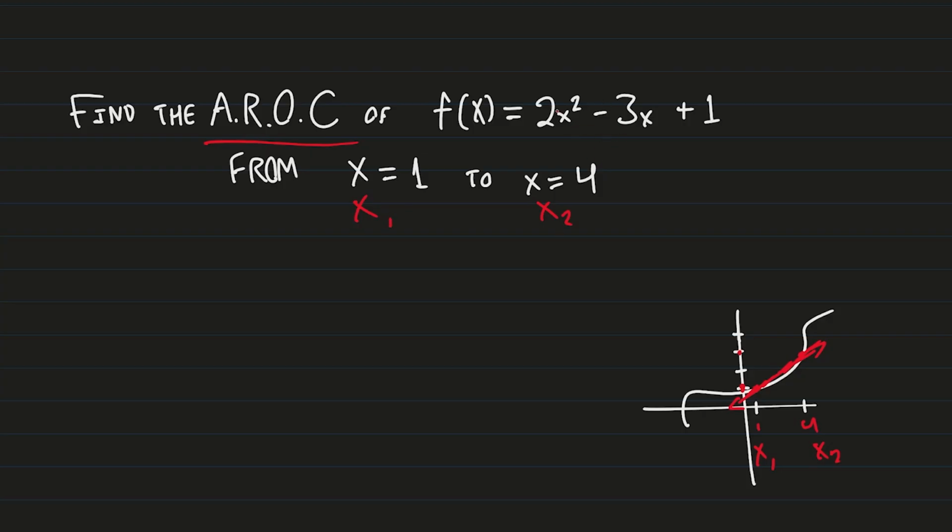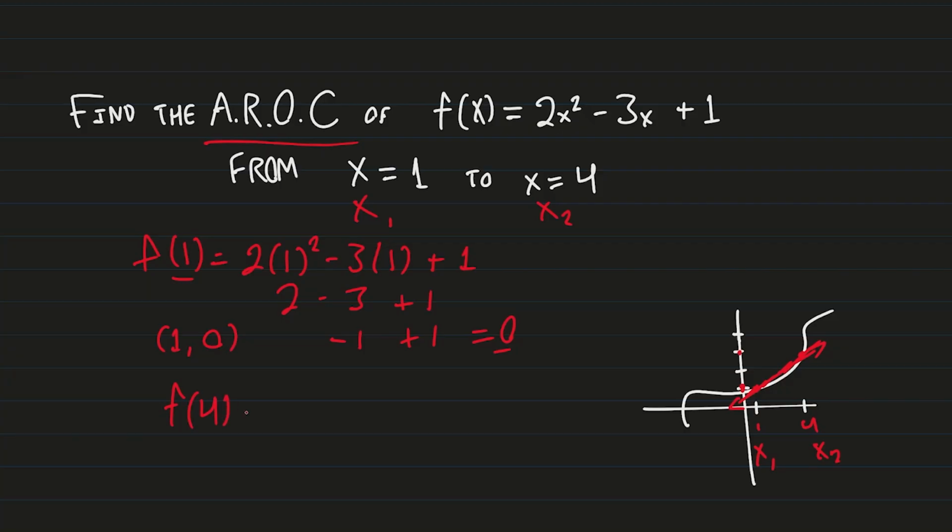Now let's plug them in individually to find two ordered pairs. Let's start with f of 1. F of 1 would equal 2 times 1 squared minus 3 times 1 plus 1. This is just 2, this is 3, and this is 1. 2 minus 3 is negative 1, plus 1 equals 0. So we know when our input is 1, our output is 0, so we're left with the ordered pair 1, 0.